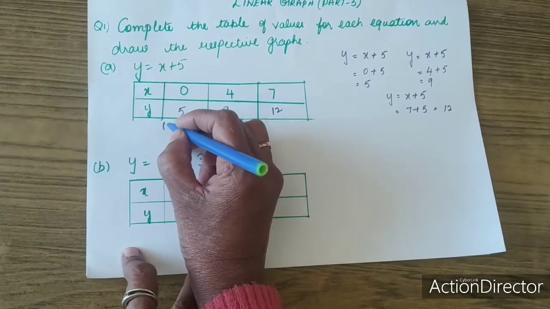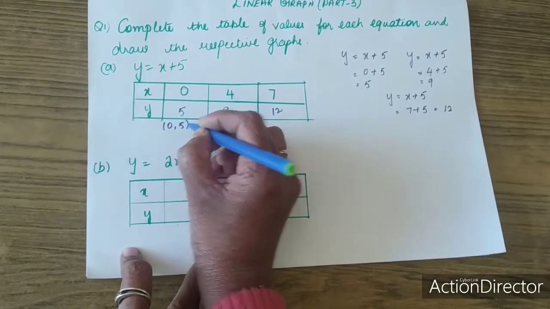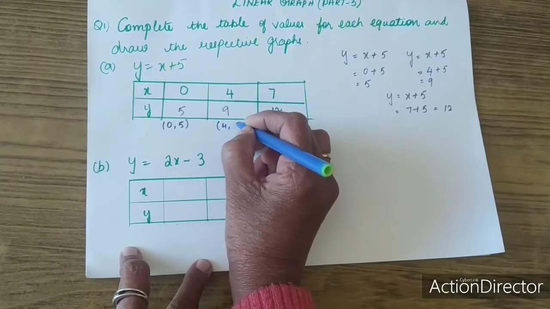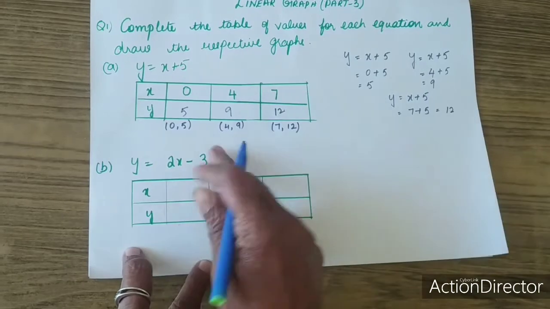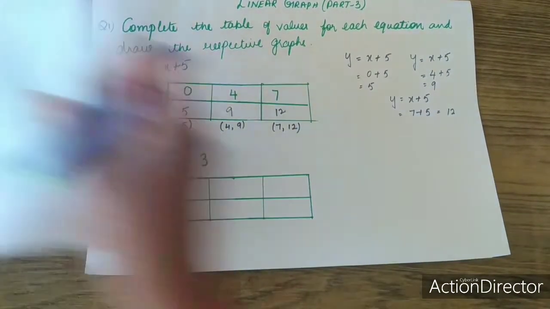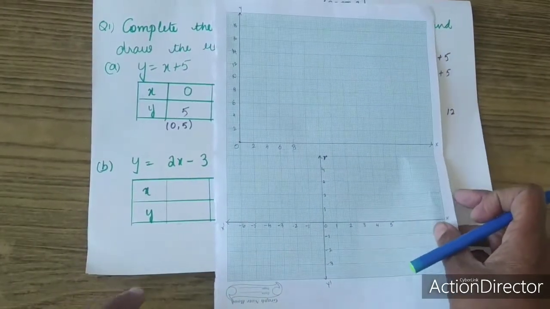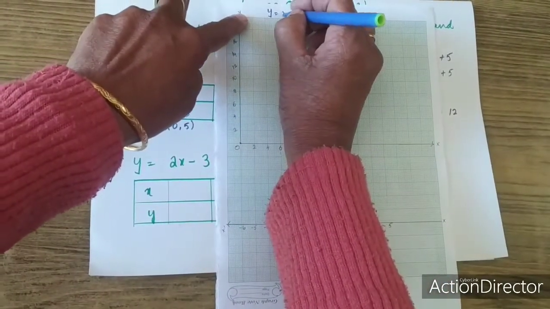So below this you write what are the points you are going to plot. It is 0, 5. Here it is 4, 9 and here it is 7, 12. So now let us plot these points in the graph. So this is the graph. First one, that is y is equal to x plus 5.